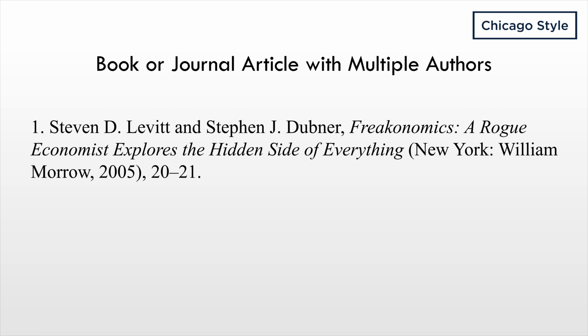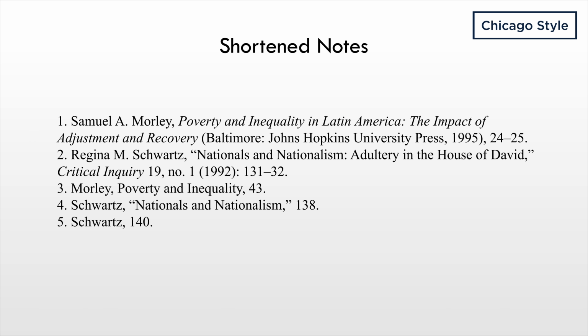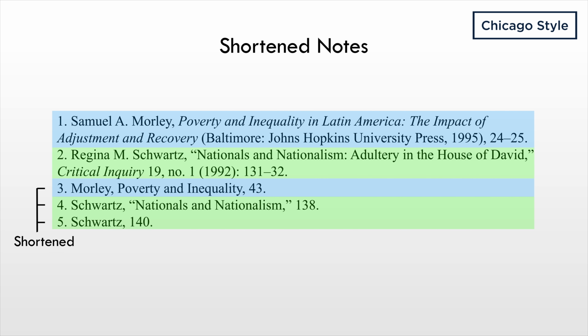For a book or journal article with 2 or 3 authors, include both authors' names in first name, last name order. You will likely have multiple citations to a single source, so if you cite the same source again, you may use a shortened form of the note.